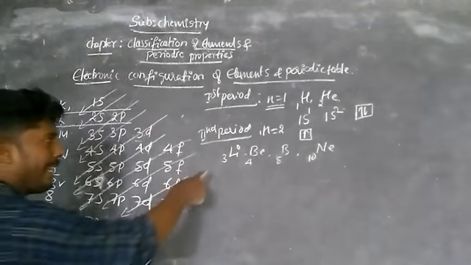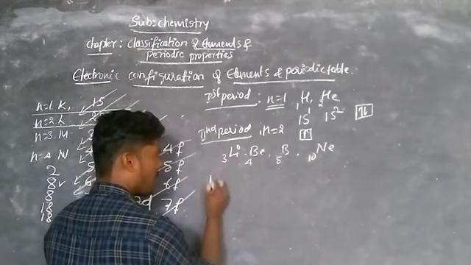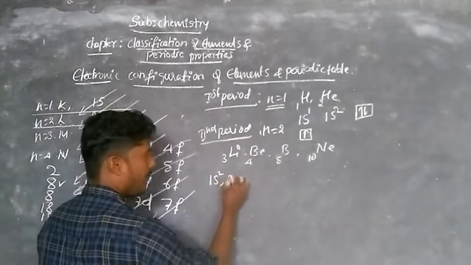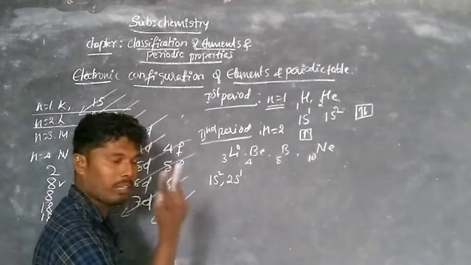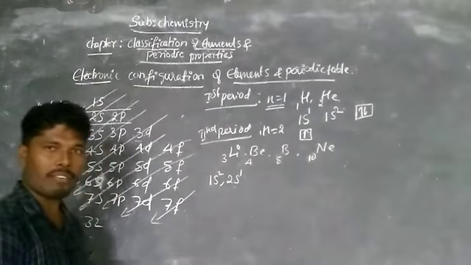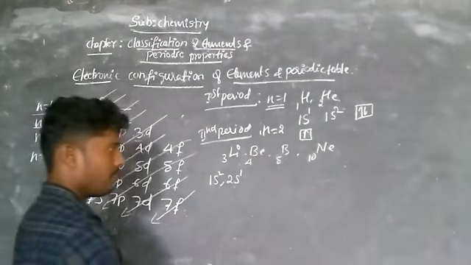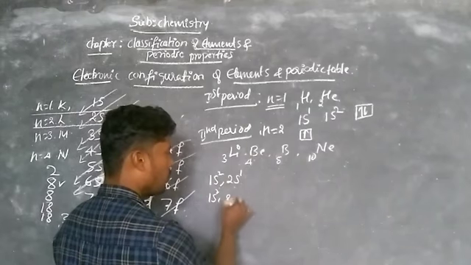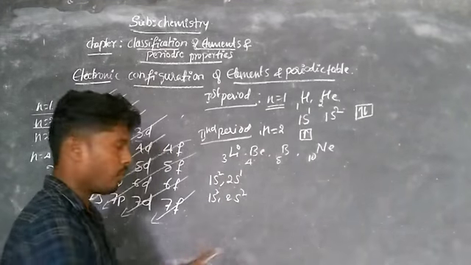So now write the electronic configuration for this one. 1s2, then 2s1. There are 3 electrons only. 2 and 1, though the s orbital is incompletely filled. Okay, then for beryllium, 1s2, 2s2, 4 electrons.